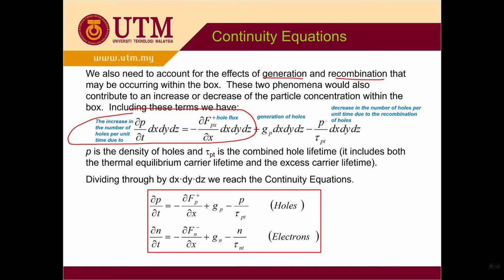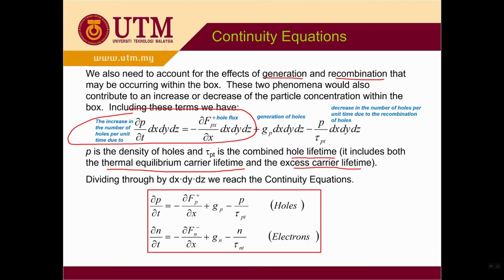This is the recombination rate, the decrease in the number of holes per unit time due to recombination of holes. Because this is p here, we know that there's a difference between p and p0, but this is p. So for p there's a new tau here, called tau pt. pt means total. So p is the density of holes, and tau pt is the combined hole lifetime. For the hole lifetime, you combine both the thermal equilibrium carrier lifetime, which is the time for p0, and also the time for excess carriers, so you name it tau pt.